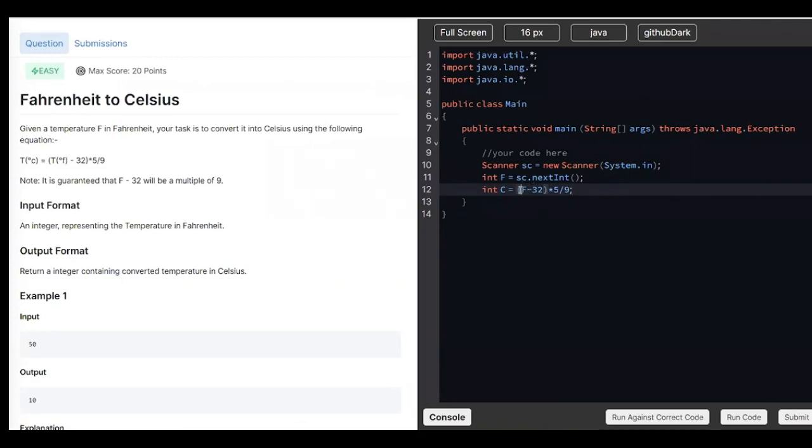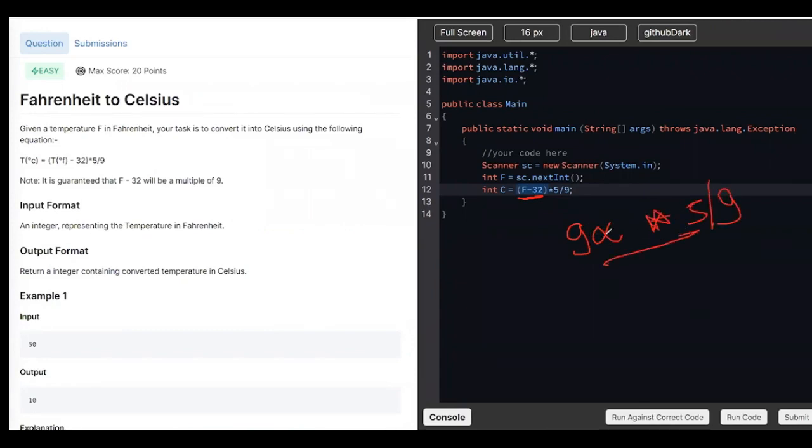First of all, what will be performed? F minus 32, because we are putting it inside brackets. Then F minus 32 is performed, then you will do whatever you get here. Now you will first multiply it with 5 and then you will divide the result by 9. And because F minus 32 is a multiple of 9 now, F minus 32 into 5 will also be a multiple of 9. Guys, think of it like this. F minus 32 is guaranteed to be a multiple of 9. So F minus 32 will be 9 alpha, 9 into something if it is a multiple of 9, right? So 9 into alpha multiplied by 5 divided by 9.